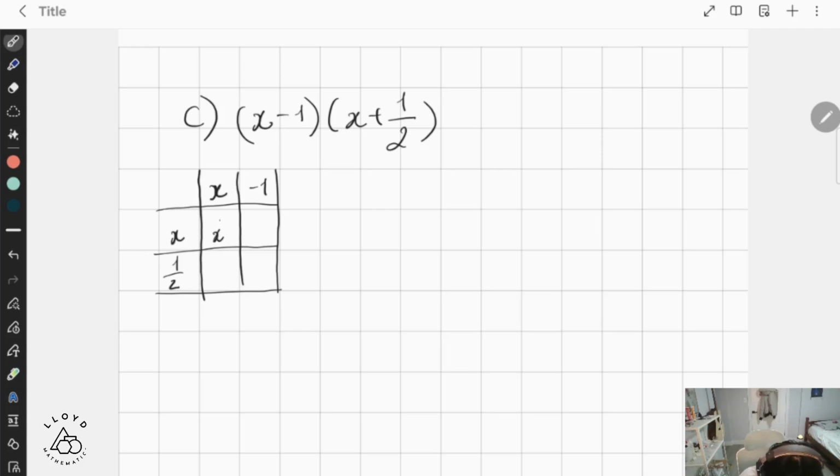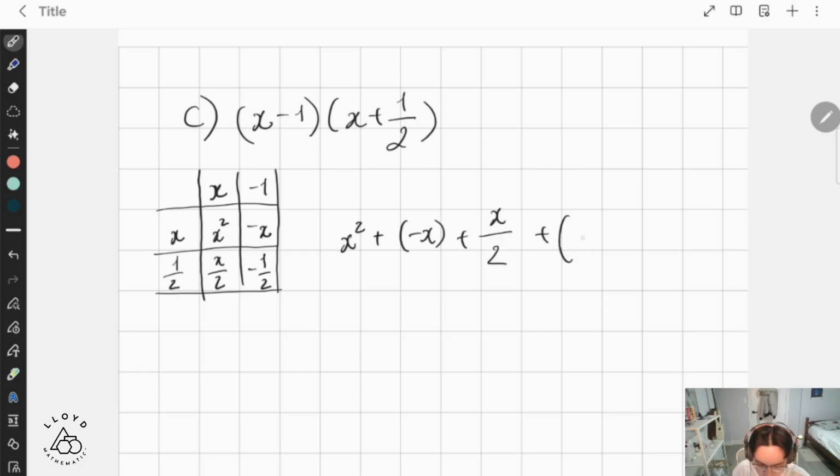x times x is x squared, x times minus 1 is minus x. 1 over 2 times x is x over 2. And 1 over 2 times minus 1 will become minus 1 over 2. And after that, all things together: x squared plus minus x plus x over 2 plus minus 1 over 2. And that will become x squared minus x over 2 minus 1 over 2.